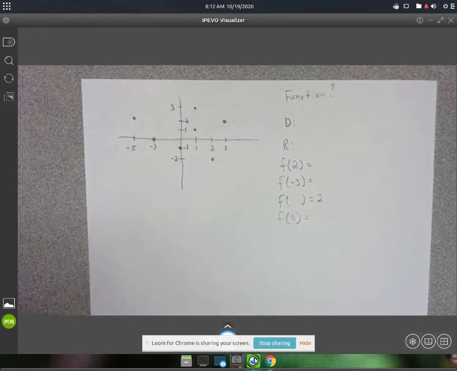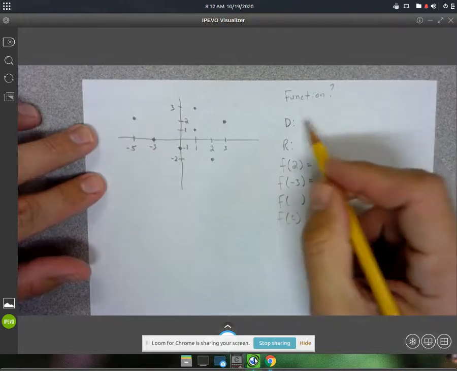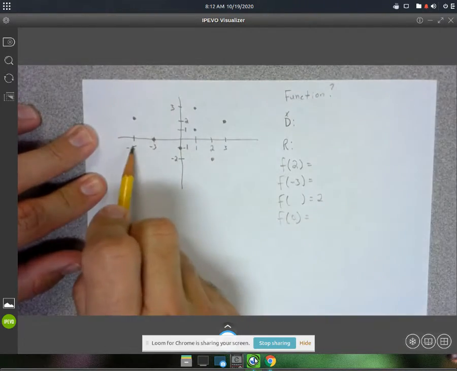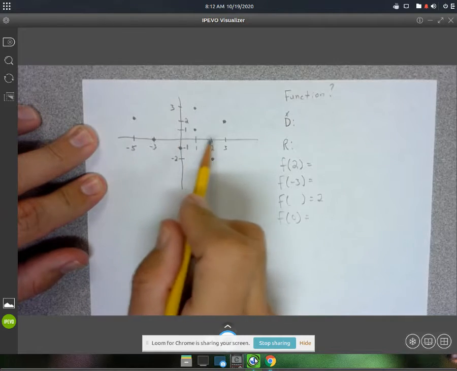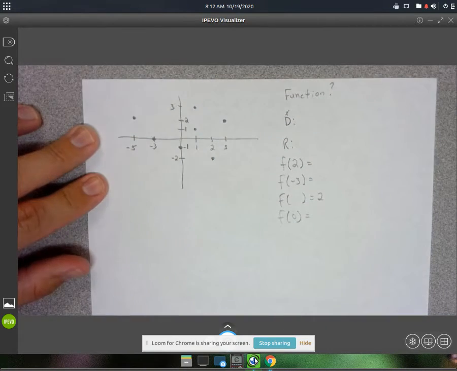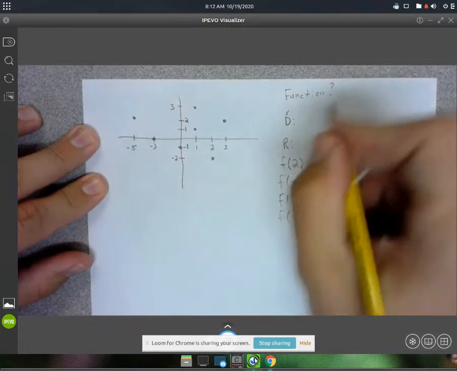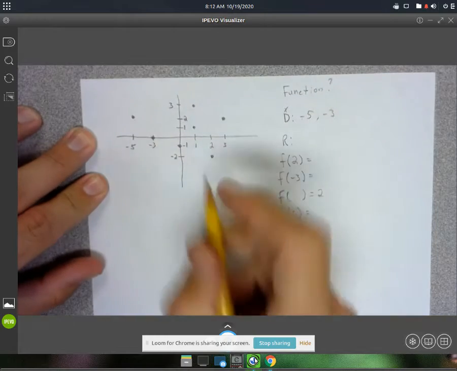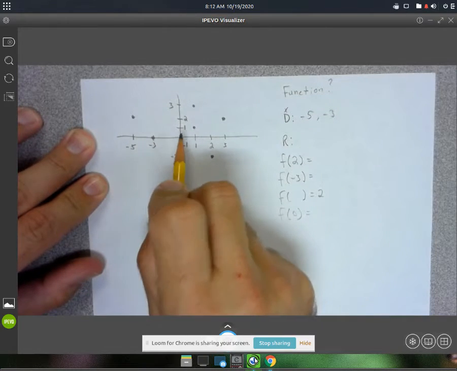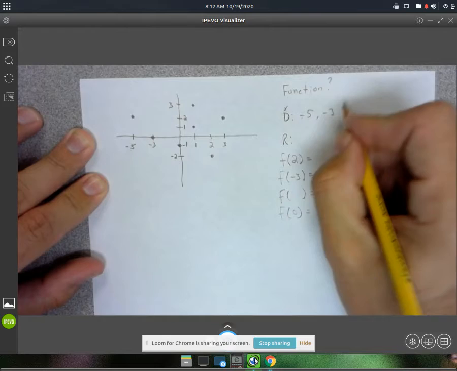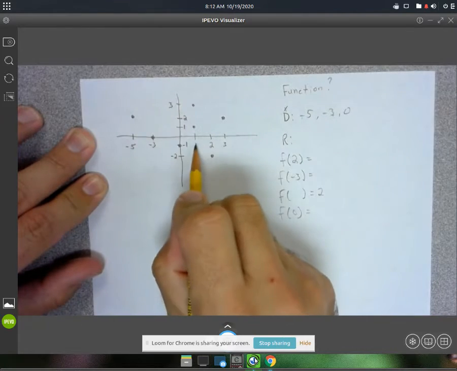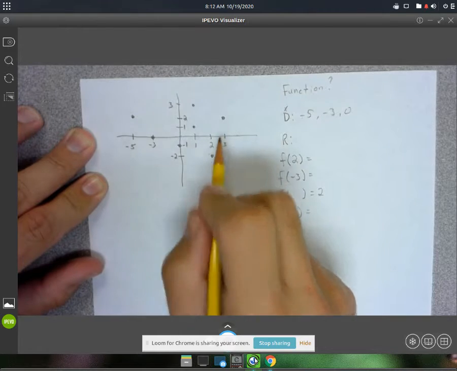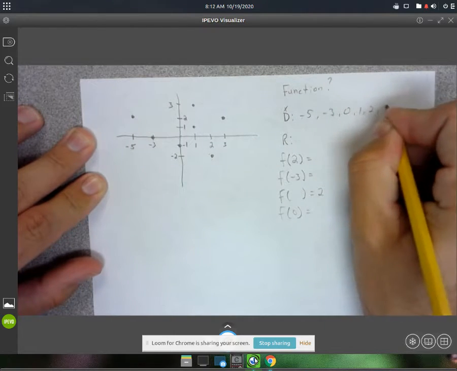We'll go through them. All right, so first off is the domain. Domain is your list of inputs, or your x values. So it's each of these x values that actually has a point recorded on it. So -5, -3 has one. This one would be 0 because it's 0 to the left and right. +1 has one, +2 has one, and +3 has one. So 1, 2, and 3.